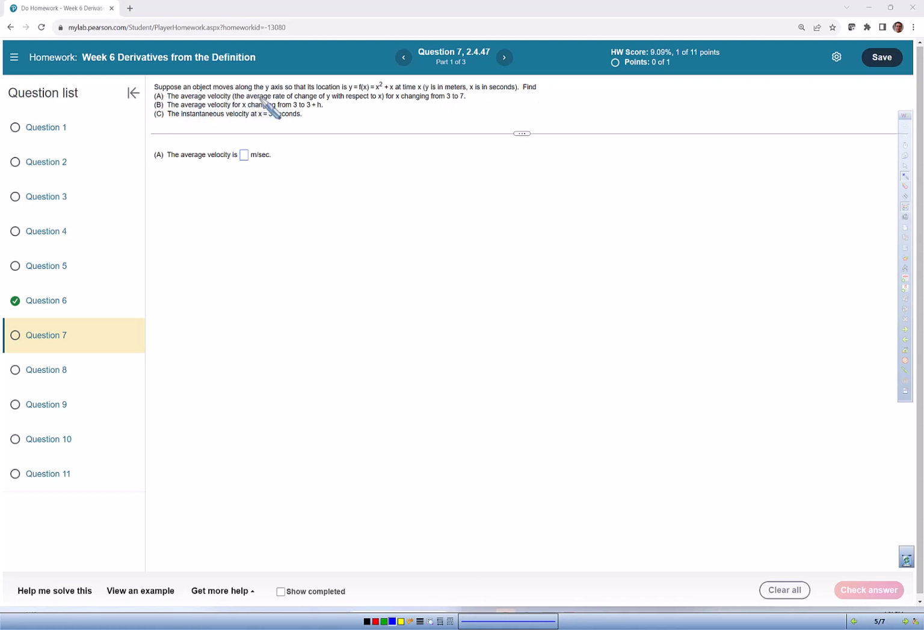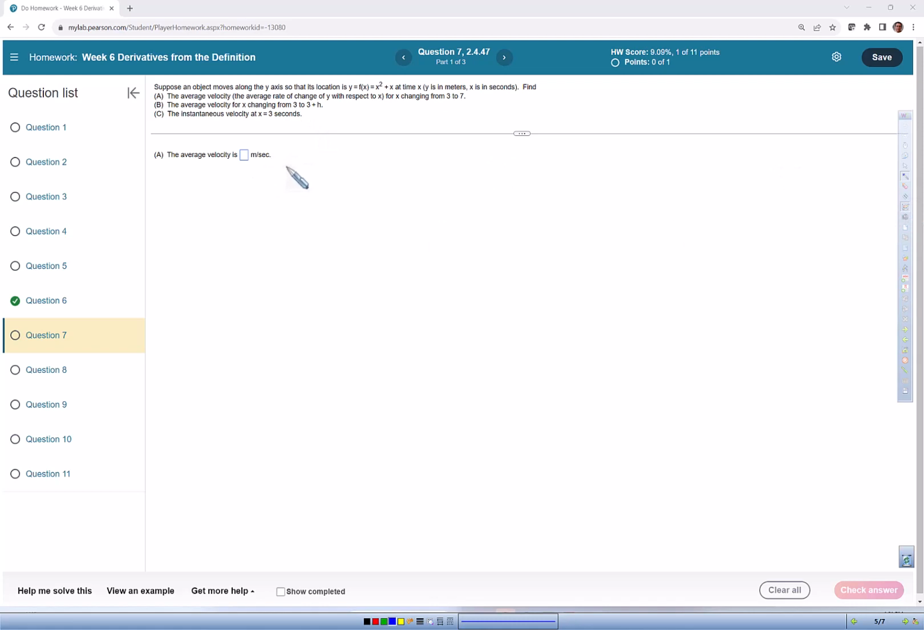Find the average velocity, average rate of change of y with respect to x, for x changing from 3 to 7. The average velocity for x changing from 3 to 3 plus h, and the instantaneous velocity at x equals 3. So I'm going to do that by hand here.